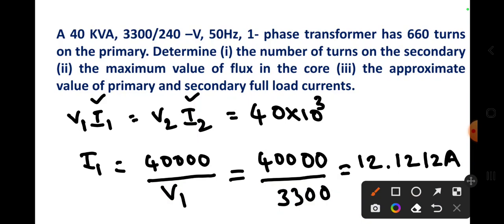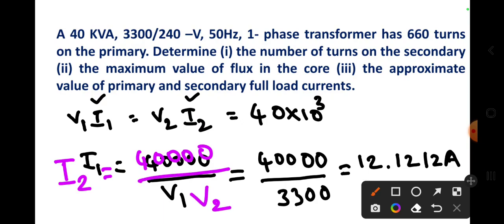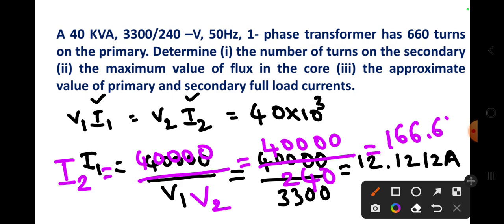We know that I2 is equal to 40,000 divided by V2. Yes, 40,000 divided by V2, in the sense 240. Then how much is this value? This will be 166.67 amperes. This is how we can solve the first problem.